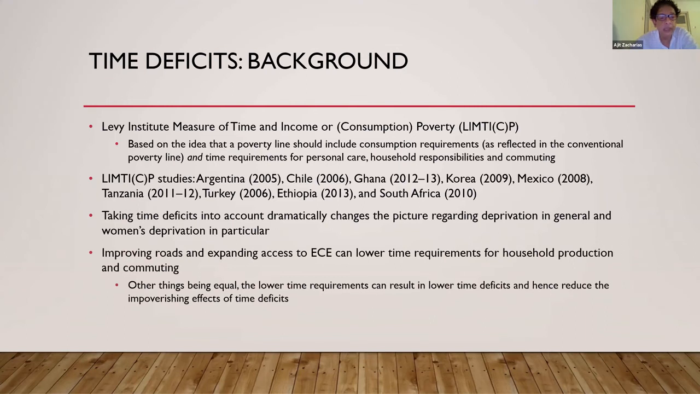Now, improving roads and expanding access to ECE can lower the time requirements for household production. Why? Because childcare time can be reduced, and also through reducing the time that people have to set aside for commuting to a job. So other things being equal, what we expect to see is that these improvements would result in lowering time deficits and also thereby taking out some of the impoverishing effects of time deficits.